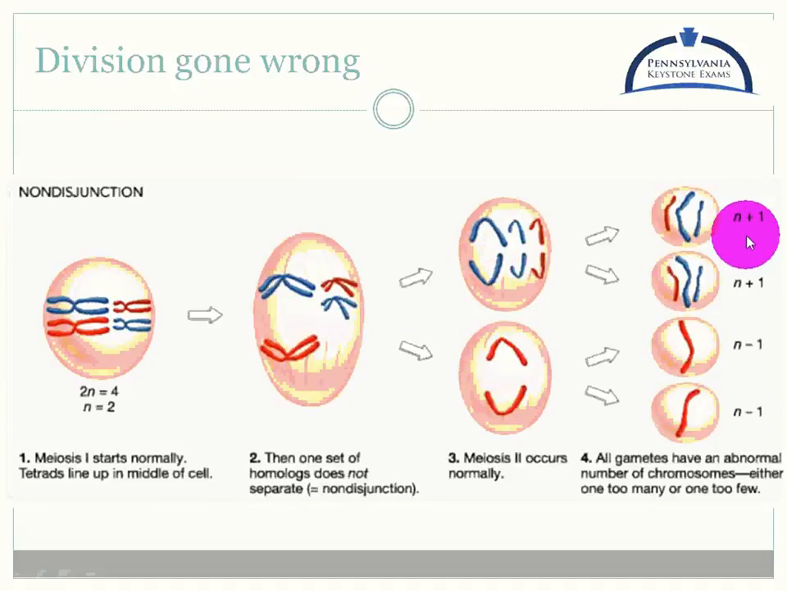Instead of getting these even numbers, you get something like n+1 or n-1. This can lead to genetic diseases like Down syndrome, where you have 3 copies of chromosome number 21 instead of the 2 you're supposed to have. There's also Patau syndrome, which is trisomy 13, so 3 copies of chromosome 13 when you're only supposed to have 2. And it happens because of non-disjunction.